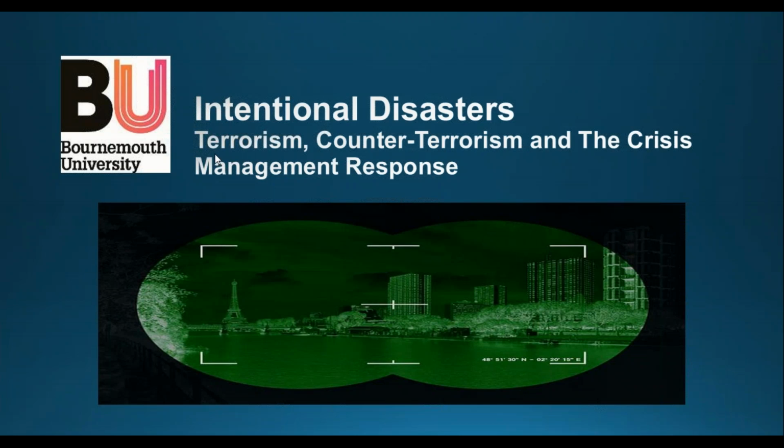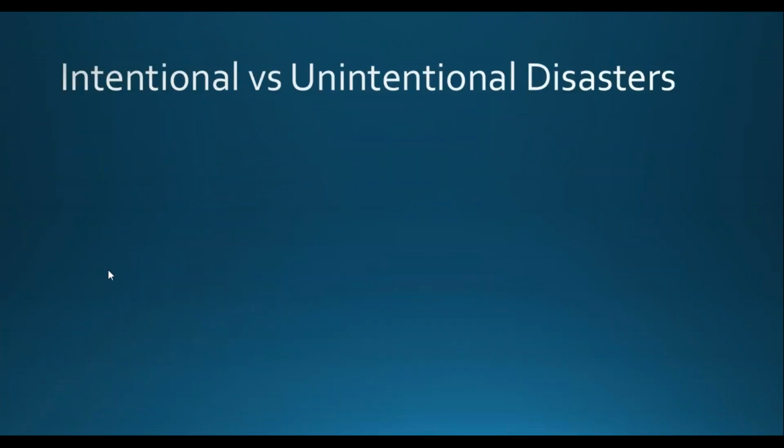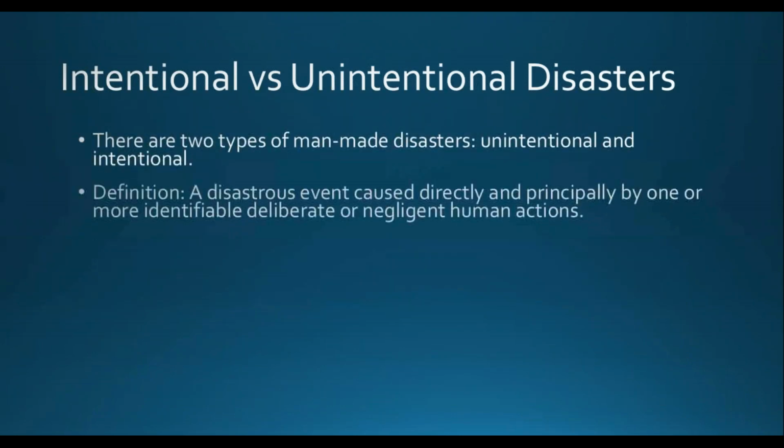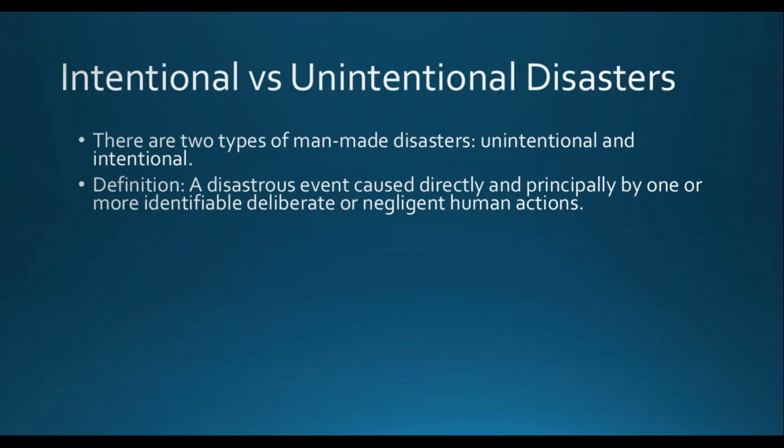Okay, so let's start then with intentional disasters. So I think we can start by saying very simply that there are two types of man-made disaster: unintentional and intentional. To give you a definition, we can talk about intentional disasters as a disastrous event caused directly and principally by one or more identifiable deliberate or negligent human actions. So we have that as a sort of overarching definition of both intentional and unintentional disasters.